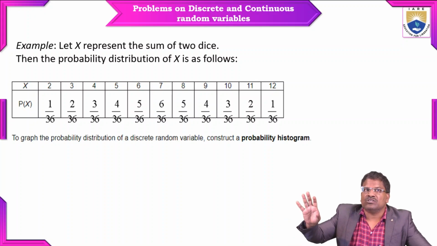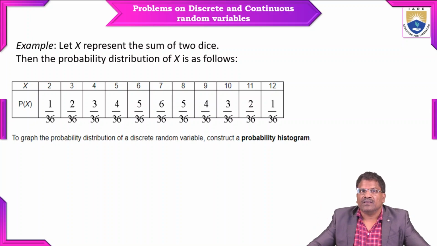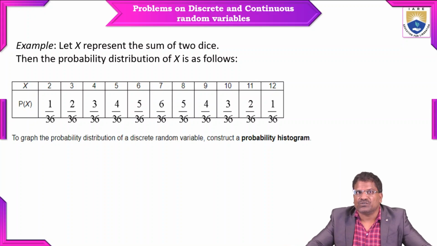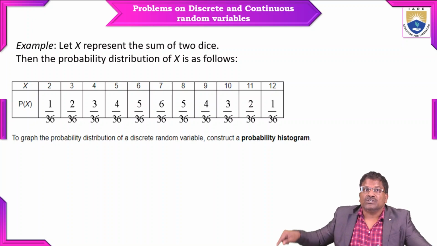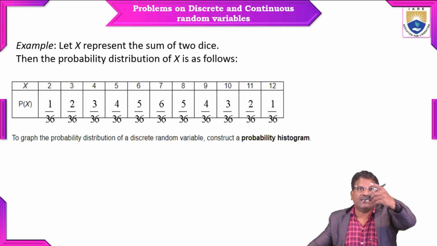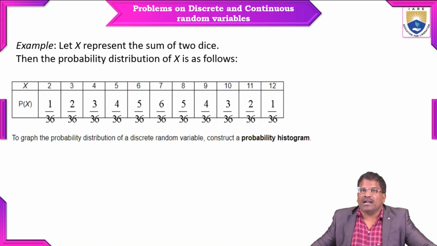There is no choice for two dice to become sum 1. That's why 1 is not there, because the minimum number is 1. If the first die shows 1, the second die shows 1, then 1 plus 1 is 2. So the least sum is 2. That's why it starts from 2. And the maximum number is 6 and 6, 6 plus 6 is 12. That's why this range goes from 2 to 12.